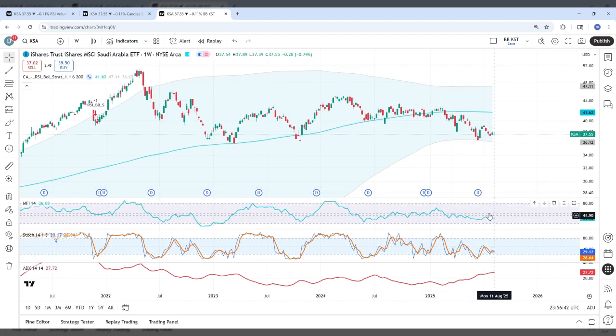Cash flow is not doing much. And our stochastic is trying to start moving up. And our ADX is up a little higher, indicating that we are in a downtrend. So I'd like to see this move up towards the moving average, ADX move down, breaking that downtrend.